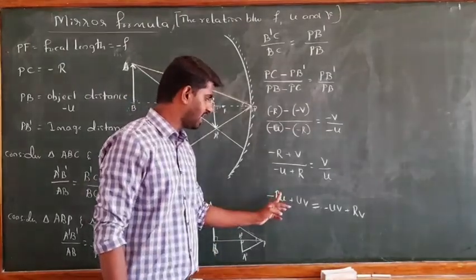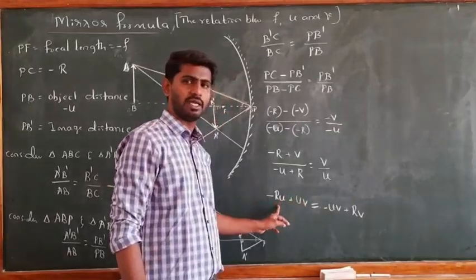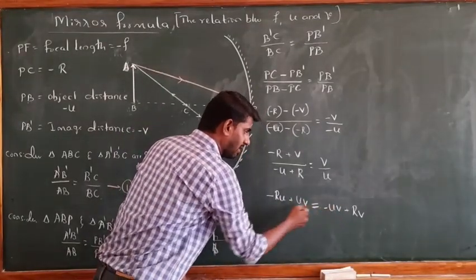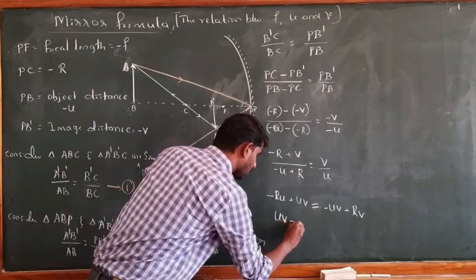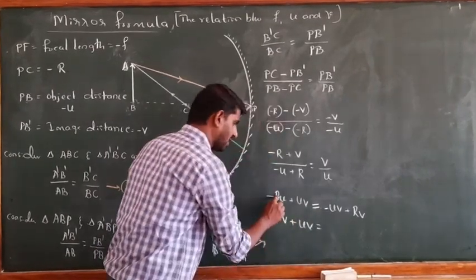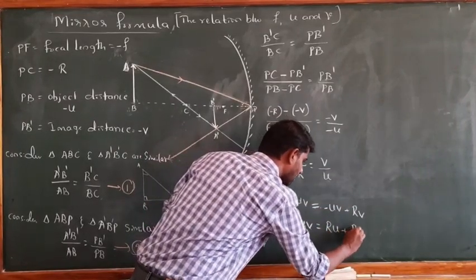Okay, what do we do now? Take the negative sign from this side to the other side, and it becomes positive. Bring this UV to this side, giving plus UV, and already there is a UV, equal sign. Take this RU to this side, this becomes plus RU, and one RV is there.